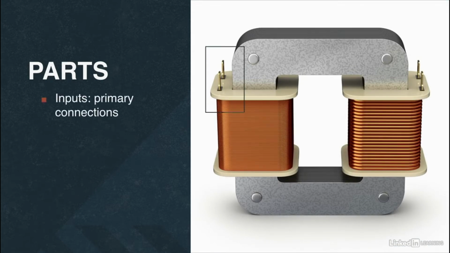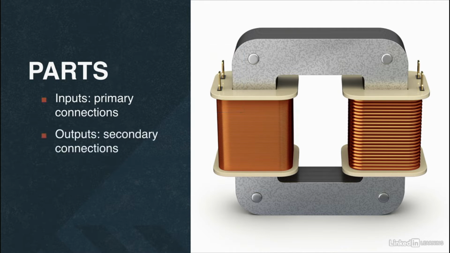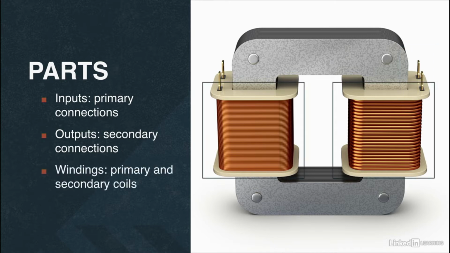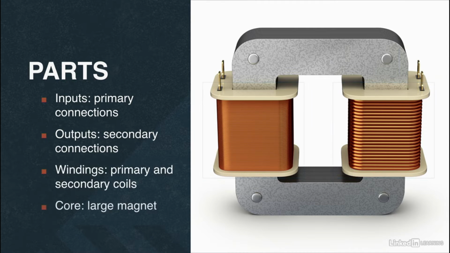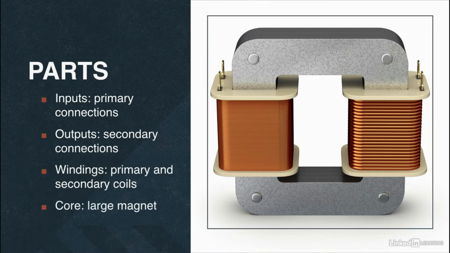The input, or primary connections, where wires or conductors are attached. The output, or secondary connections, again where wires or conductors are attached. Windings, these are also known as primary and secondary coils. And the last part, the core. The core is a large metal piece that helps make the magnetism work.